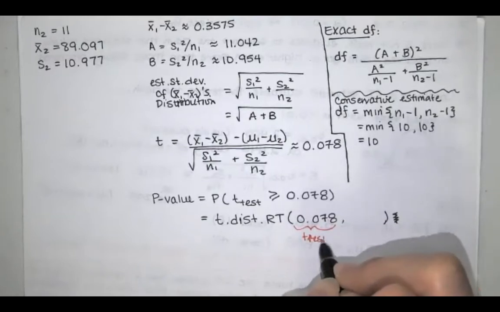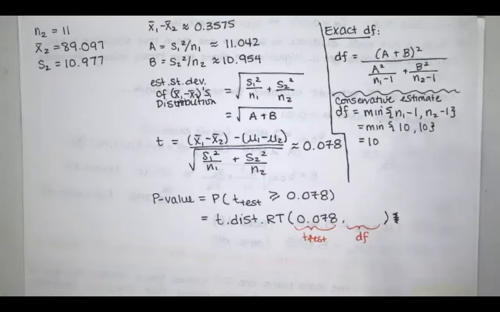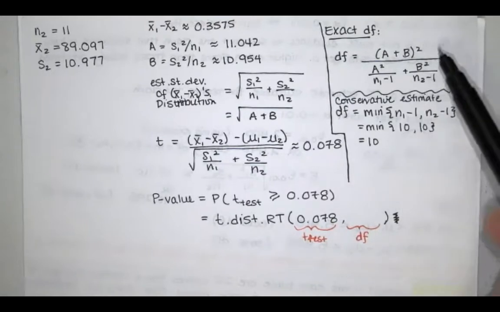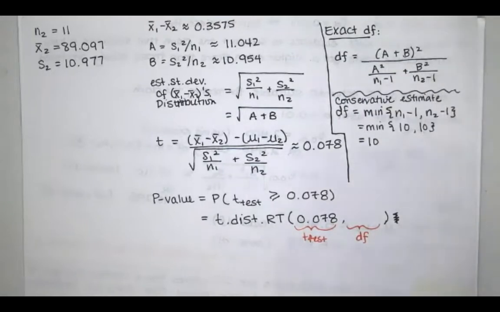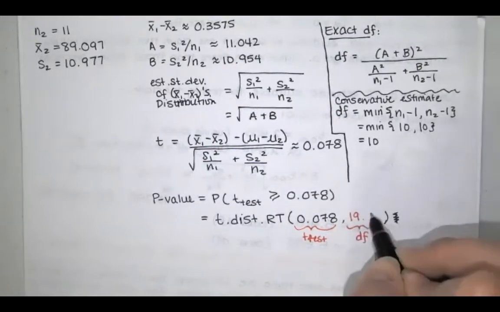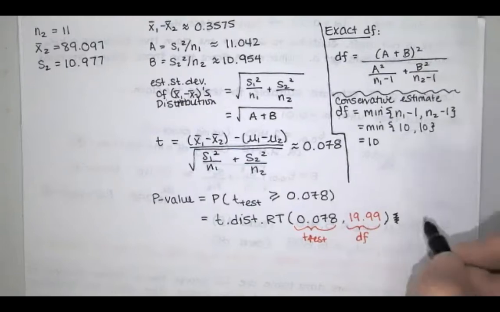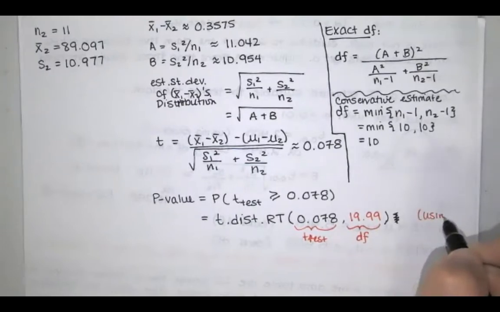So this is t sub test, and this is the number of degrees of freedom. Okay, so you've actually got two options. You can either use this number of degrees of freedom, the exact value, which we saw in our spreadsheet was close to 20. I think it was like 19.99 or something like that. This is going to be a better p-value. It's a more accurate p-value.